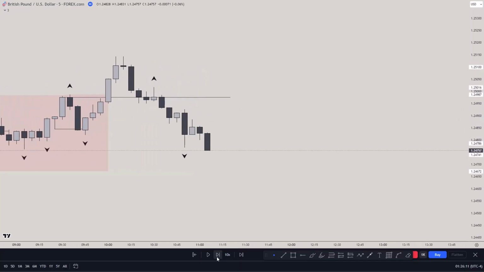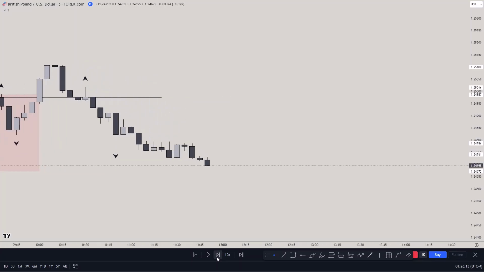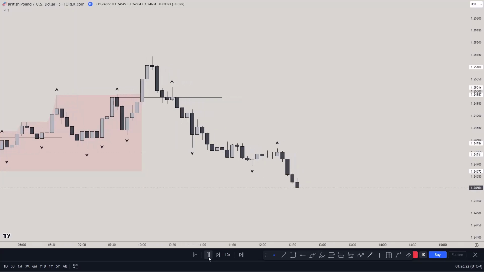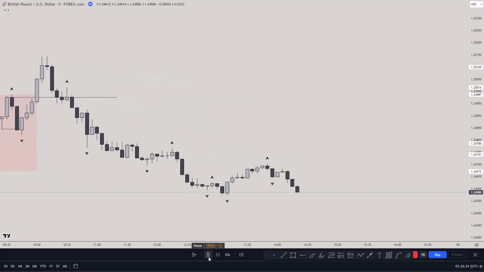Okay, and it's not respected. But usually I would look at this for a continuation, price going up and then coming back here and then keep going up on kill zones, only in kill zones. We're gonna go to the next day.